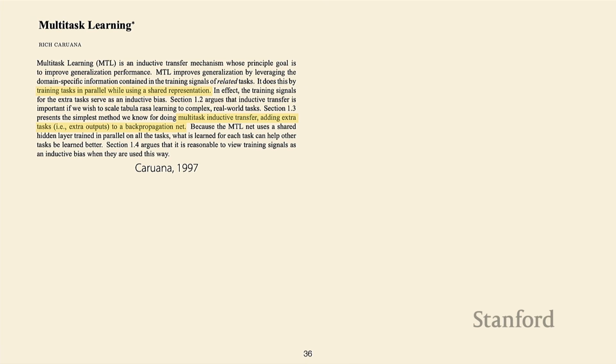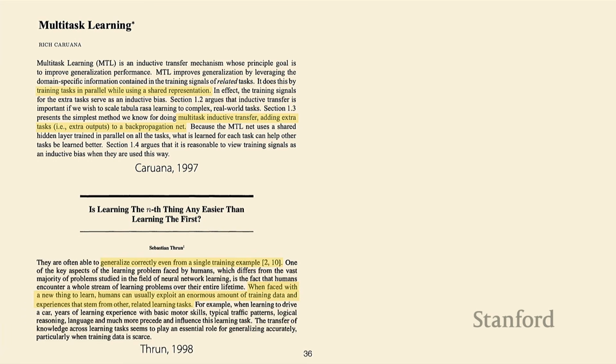Cool. Well, if you take a paper from before most of you were born, it says things like, we can try to train tasks in parallel using a shared representation. Or we can try to do multitask inductive transfer, adding extra tasks to a backpropagation network. So they're already doing deep multitask learning in this paper.